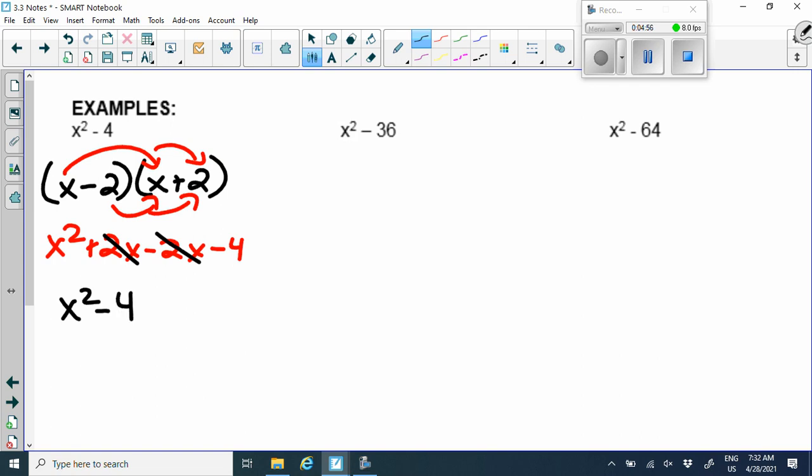So that's why we have to have a plus and minus, because we cancel out that middle term. So here's our final factorization here.